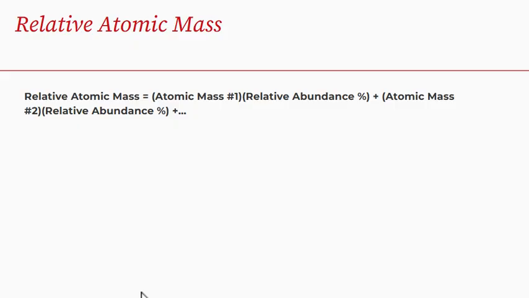The formula for relative atomic mass is: the relative atomic mass is equal to the atomic mass of the first isotope times its relative abundance. Then you add it to the atomic mass of the second isotope times its relative abundance, and so on and so forth, depending on how many isotopes are naturally occurring for that element.